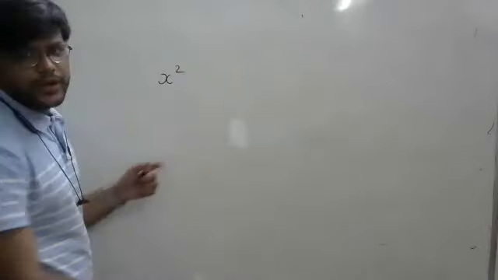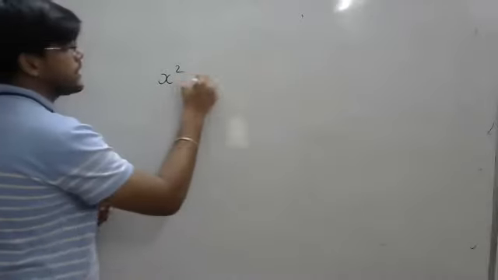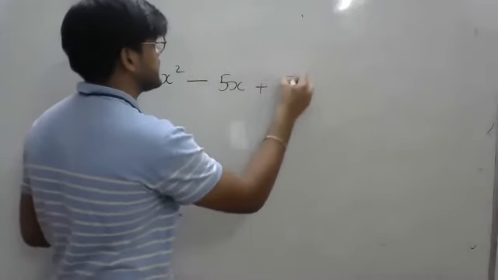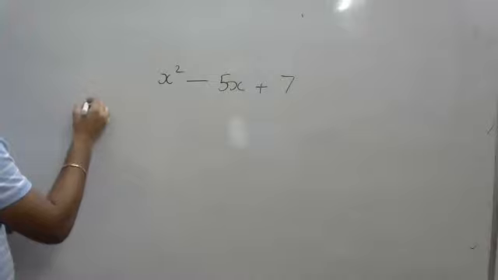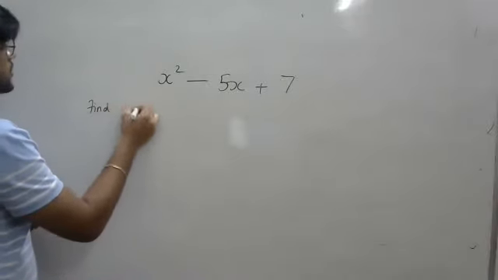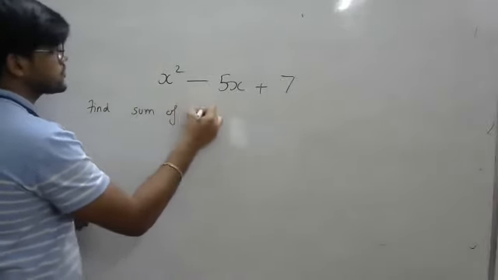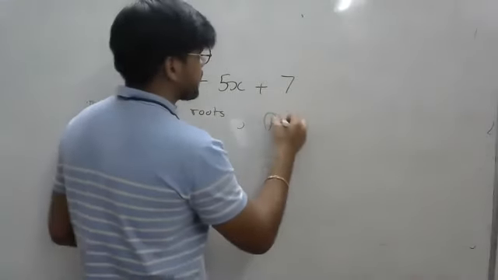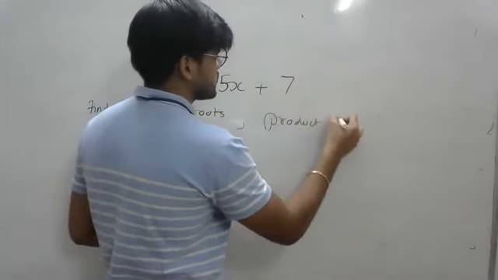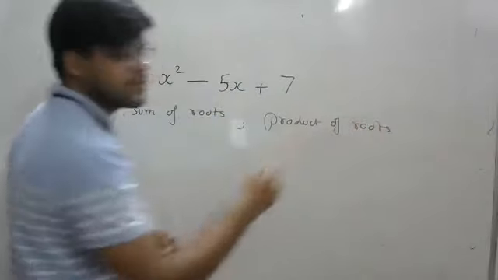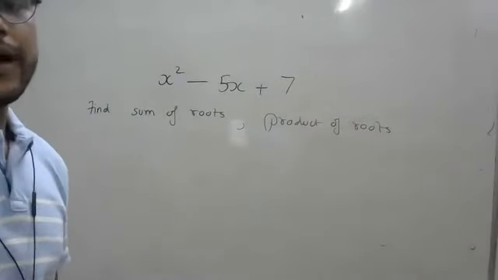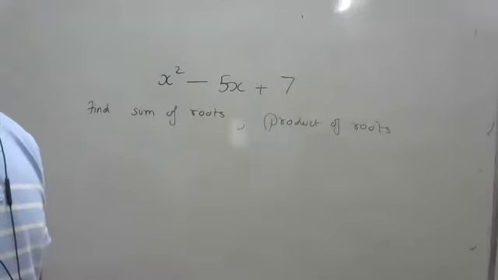I have not updated the plugin. So I'll give you a small question, only one question, don't worry. If you have the equation x squared minus 5x plus 7, find the sum of roots and the product of roots. Try this and let me know the answer.